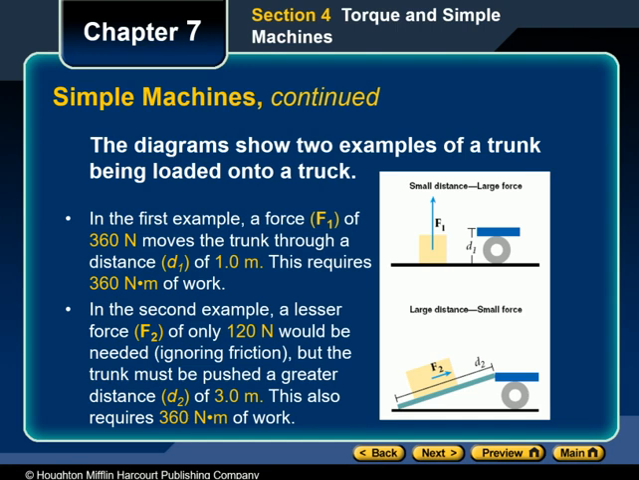In the second example, a lesser force, F2, of only 120 newtons would be needed, as long as we ignore friction, but the trunk must be pushed a greater distance, d2, which is 3.0 meters. This also requires 360 newton meters of work, which is 120 newtons multiplied by 3 meters. As a result, the two methods require the same amount of energy.